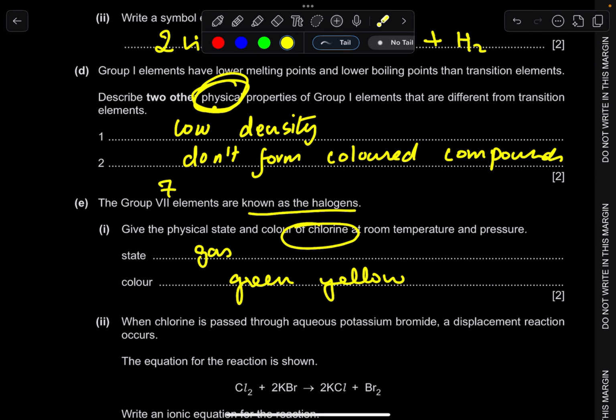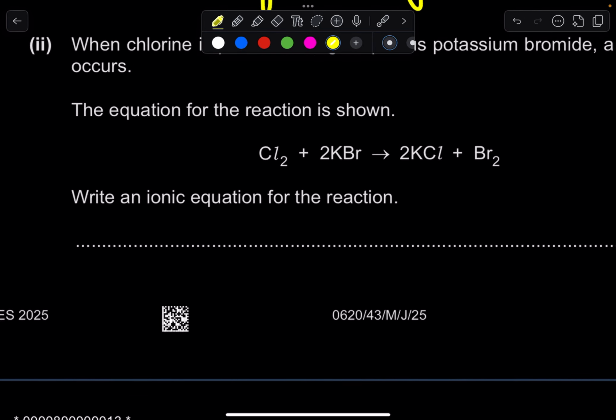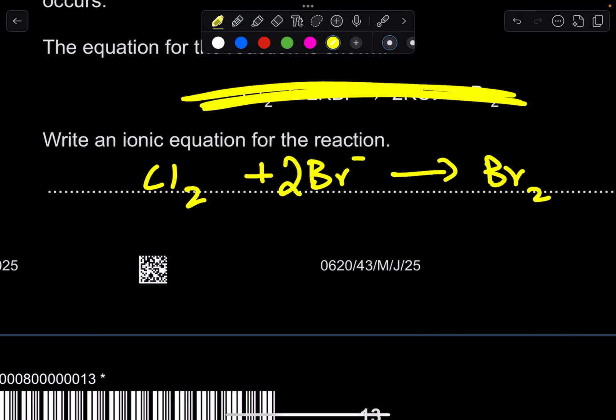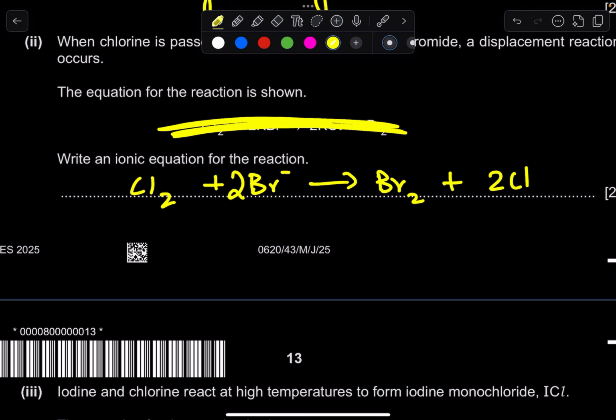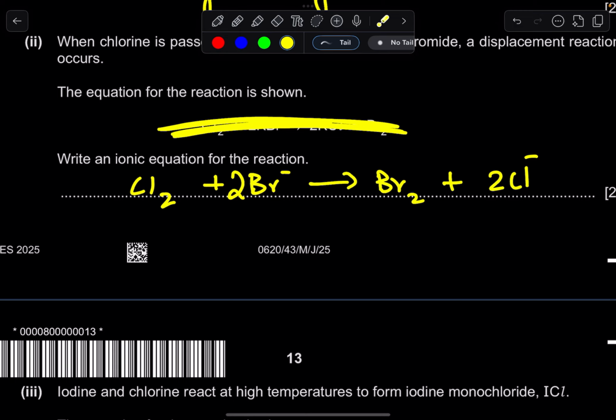Okay, when chlorine is passed through aqueous potassium bromide, we know that chlorine is going to displace bromine. Why? Because chlorine is more reactive than bromine. So that's what's happening over here. Write the ionic equation. The ionic equation for this is simple. Don't look at this. You have chlorine, and you're making it react with bromide ions, and you form bromine, balanced, plus 2 chloride ions. Chlorine displaces bromine to form bromine and 2 chloride ions.